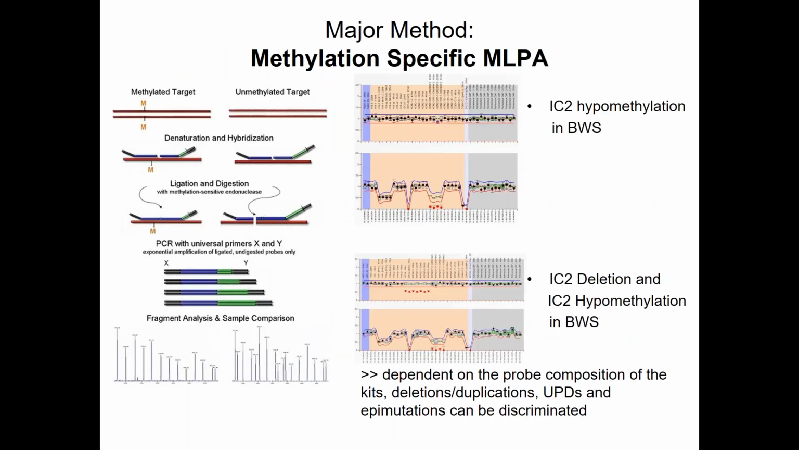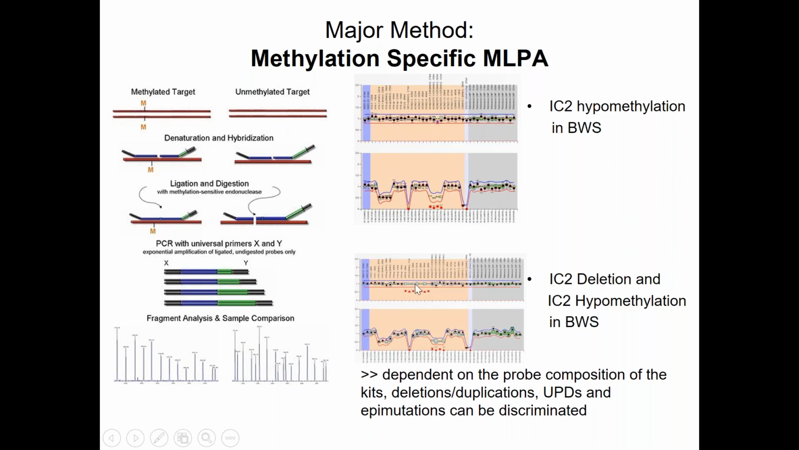Here are my examples for MLPA. In case you are more interested in that technique, you can visit the MRC Holland site, which provides us with the MLPA test. Here are examples. In the upper lane, you see a Beckwith-Wiedemann patient with a normal copy number run but a hypermethylation.